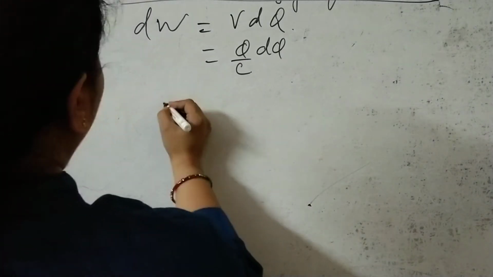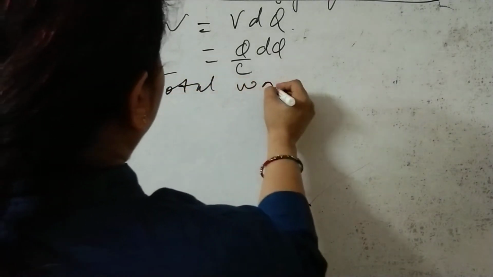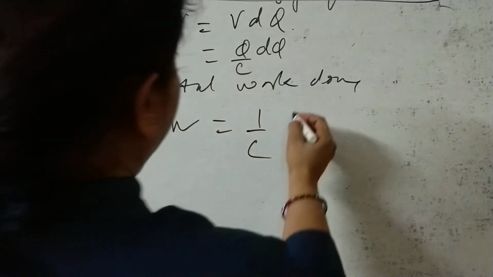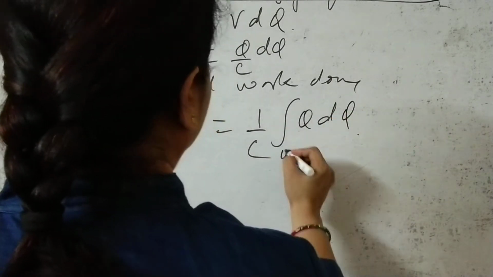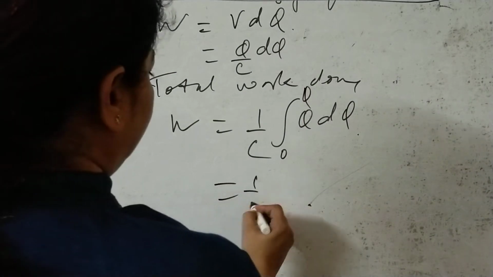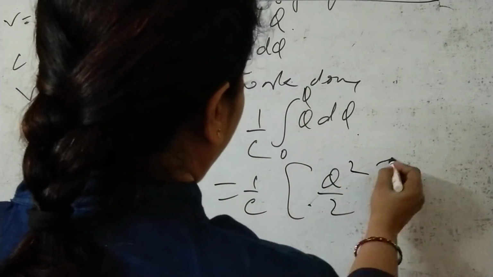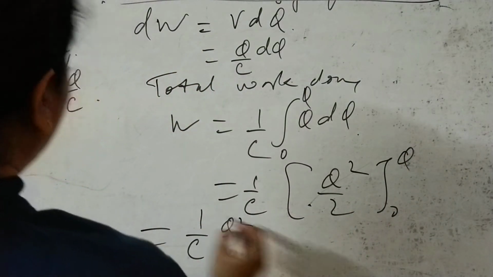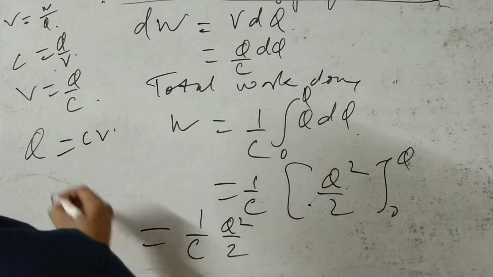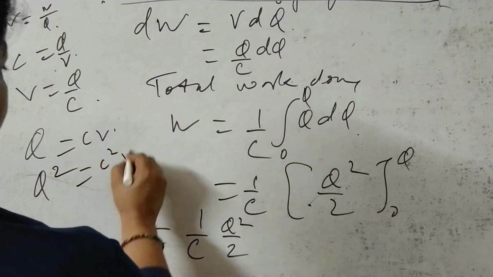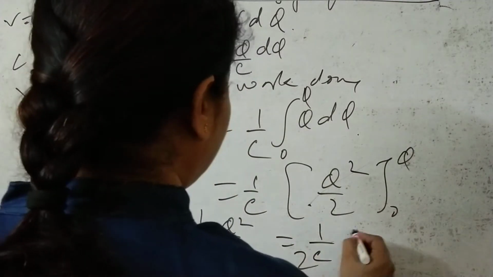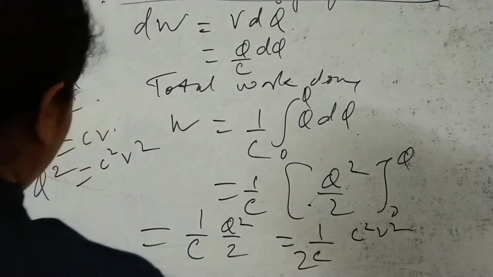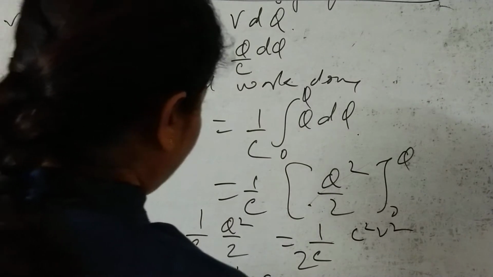So when we find the total work done, W is equal to 1 by C, which we keep outside, and this is the integral of Q dQ from 0 to Q. The integral is Q square by 2, and if you substitute upper limit minus lower limit, you get 1 by C, Q square by 2. Now Q is equal to CV, so Q square is equal to C square V square. Substituting, ultimately the work done, stored in the form of potential energy, is equal to half CV square.